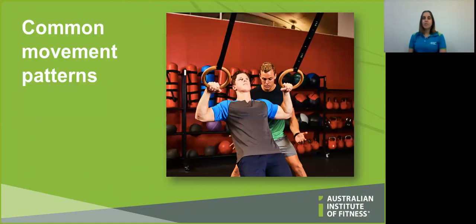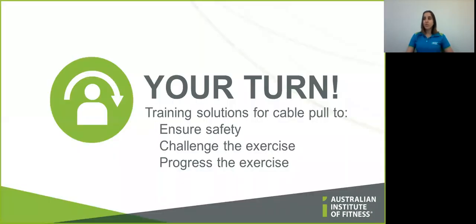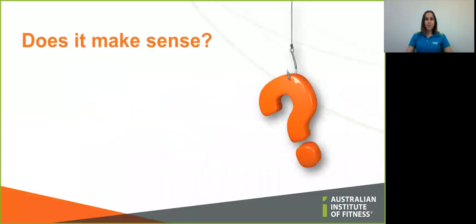So take your time to write down these 3 exercises: the lunge, the push-up, and the row. Consider how you can regress the exercises to make them safer, but also create challenge in the exercise. We need to understand how to ensure safety, how to have challenge in the exercise, and how to progress the exercise when the client needs to. Alrighty, I hope that makes sense for you. And that is the end of part 2.